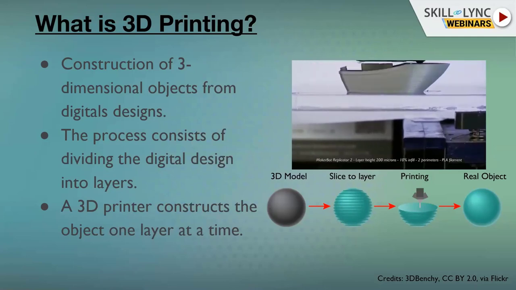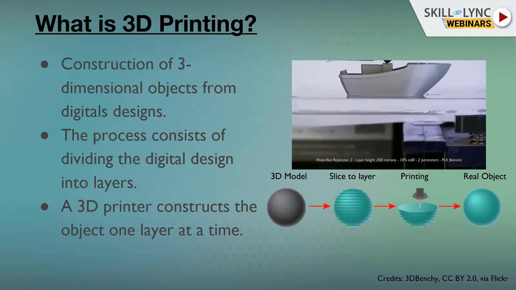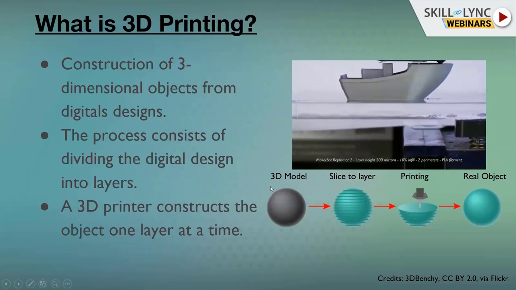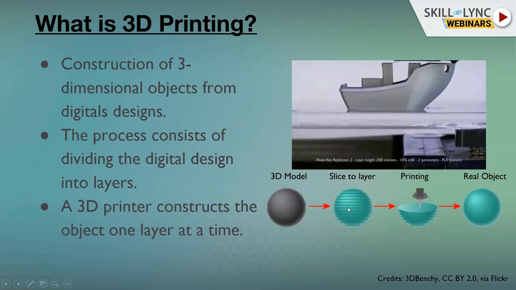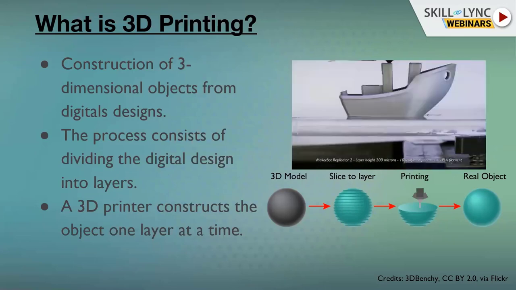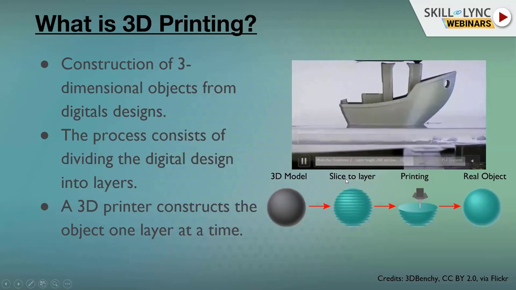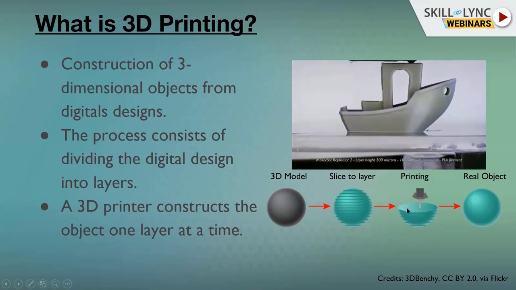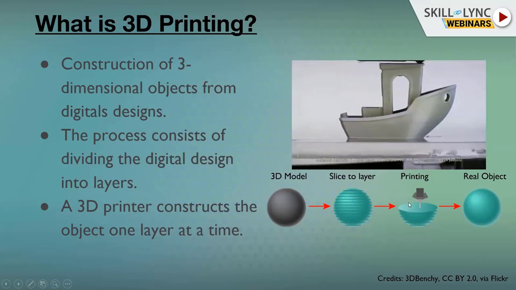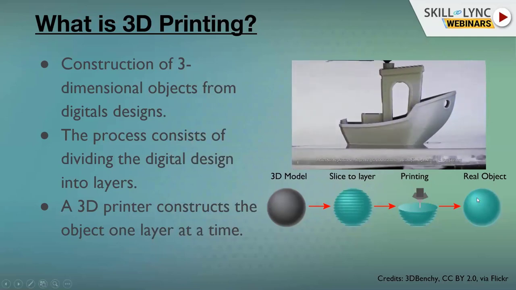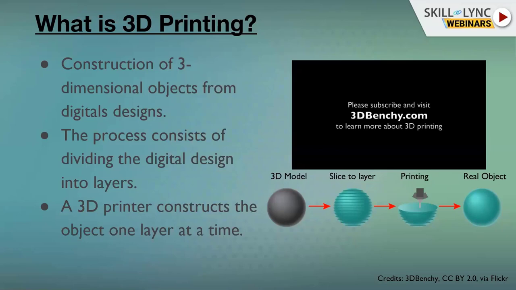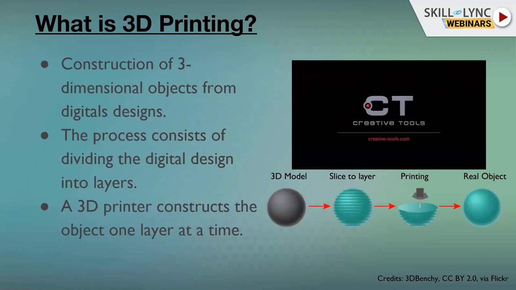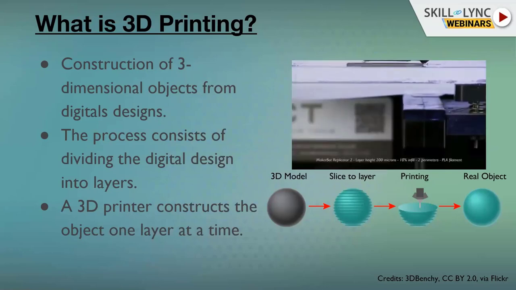Whatever 3D model of the object you want to produce, you'll first design it in 3D software, like a CAD model. Then you need to slice it. There's another software that cuts it into layers, and then the 3D printer reads this data from that software and prints it layer by layer. Eventually, when all the layers are printed, it produces a real object. Right, I hope you understood that, and if you have any questions, please feel free to ask. As we go along the webinar, this will become clearer, I hope.